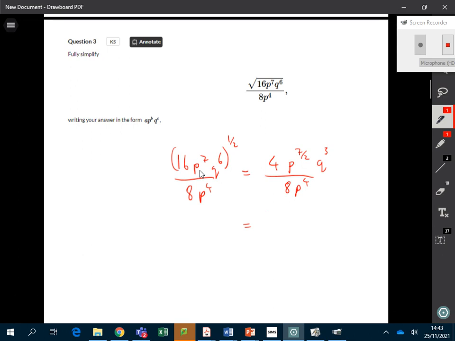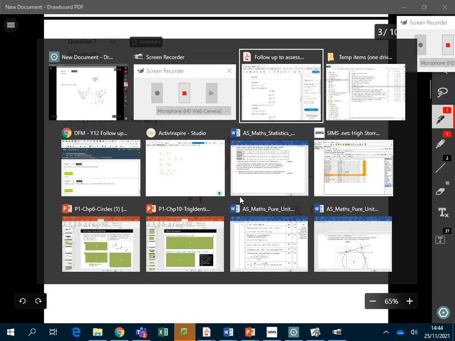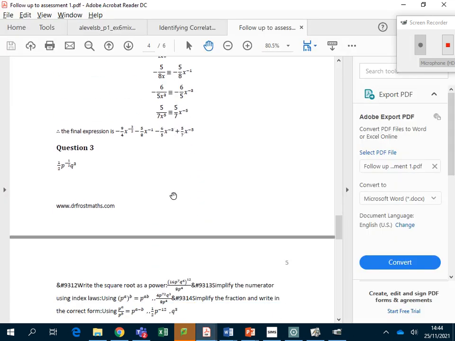4/8 is just 1/2, and then we're going to do 7/2, and we're dividing, so we're going to subtract the powers, so 7/2 take away 4. Now if I think about that 4 as 8/2, I've got 7/2 take away 8/2, and 7/2 take away 8/2 is minus 1/2, or minus a half, and then we've still got our q cubed. Okay, I'll just check my answer quickly. Yep, a half p to the minus a half q cubed. Okay.